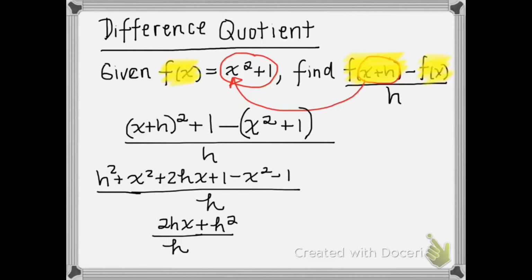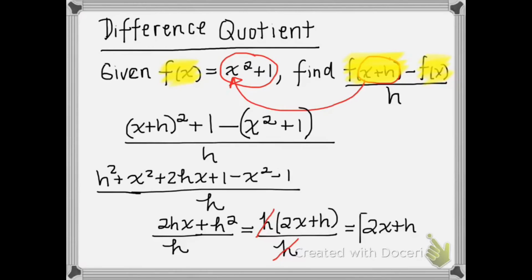All right? And then we can factor an h in the numerator. And then this h will cancel with this h, and we are left with 2x plus h. All right? So if you have that, maybe you're clear on it now. If you weren't clear, or if you already were clear on it, you can see that and you understand it.